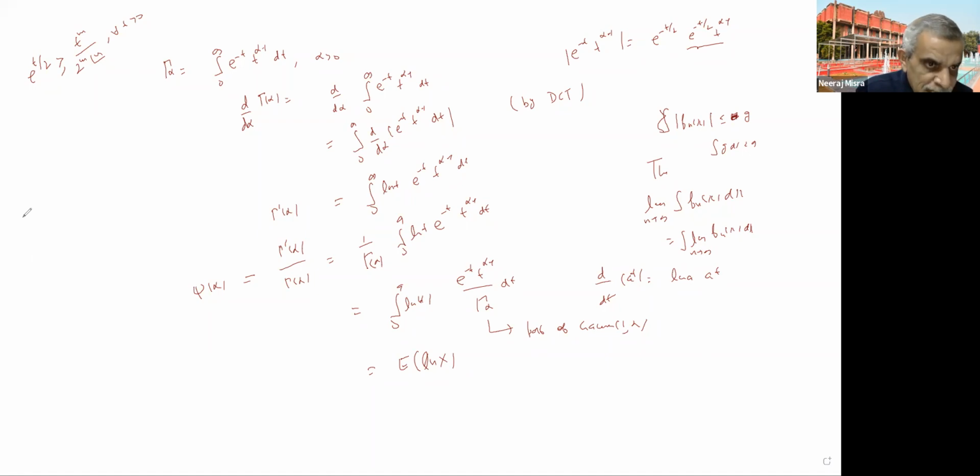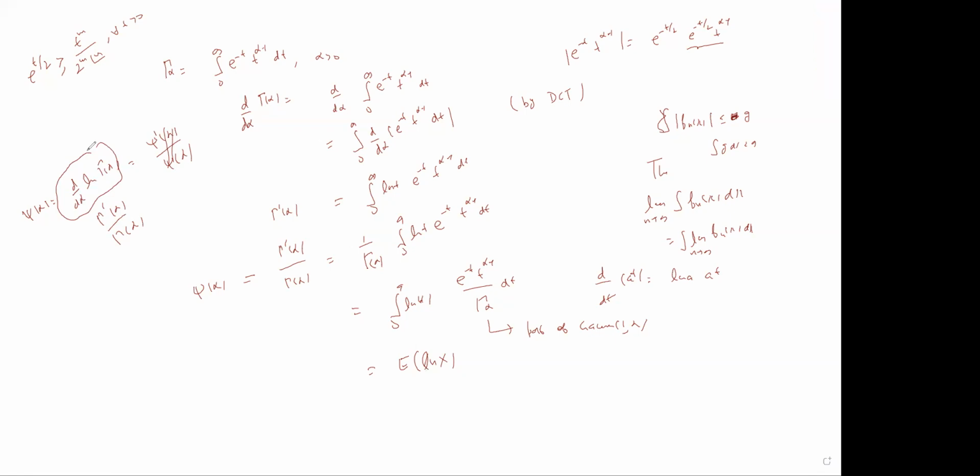So psi alpha is actually d by d alpha of log of gamma alpha. Right? Because then this is gamma prime alpha by gamma alpha. So psi alpha is same as gamma prime alpha upon gamma alpha, which is d by d alpha of log of gamma alpha. So there is a typo over there. Is that okay? Yes, sir.